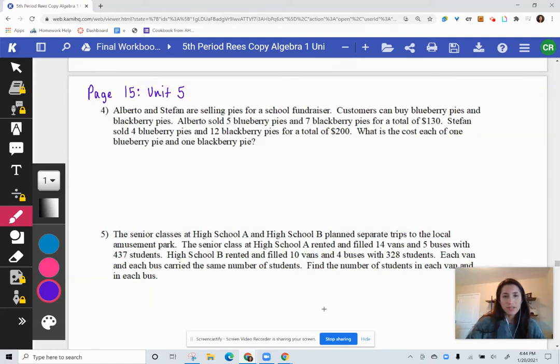All right, we're on page 15 in the Unit 5 packet. It's going to help you get some of these system of equations problems set up. So first step, always read through the problem, and then we're going to define our variables.